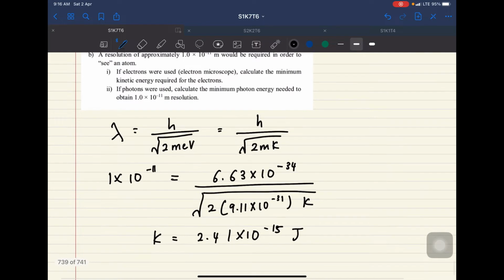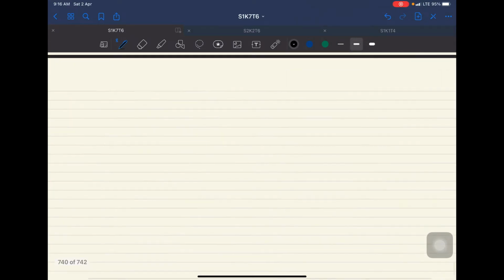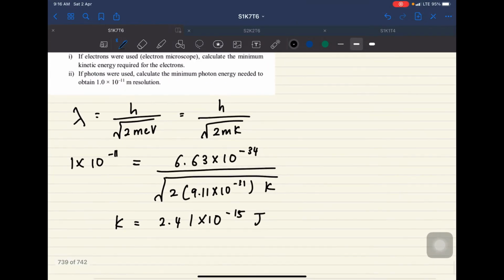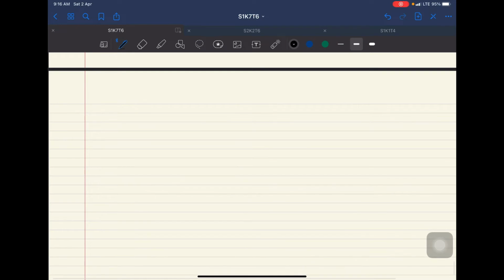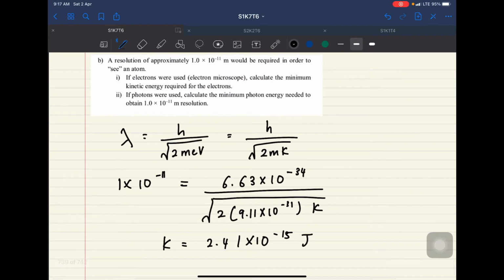And then question B2, if photons were used instead of electron, calculate the minimum photon energy needed to obtain 1 times 10 negative 11. So presume that you can get that particular wavelength. They want to find the energy. So E for photon is equal to hc over lambda. And then remember, the energy here is basically the kinetic energy.